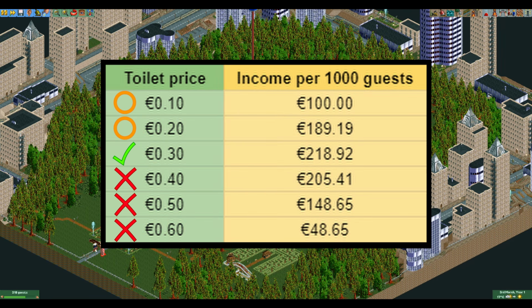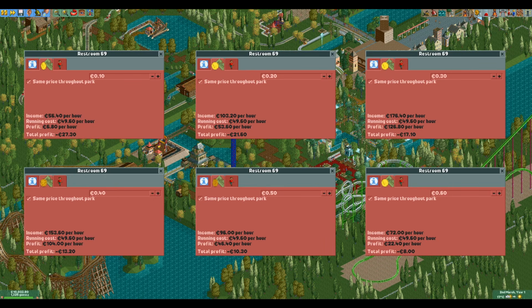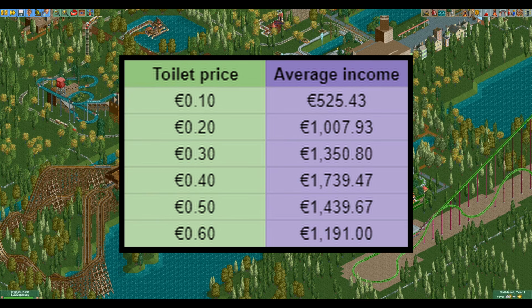Before we conclude that 30 cents is indeed the best price, let's actually test it in a scenario. For this test I let the same Six Flags Holland park run for 2 years and checked how much I had made from toilets after those 2 years. I did this for all 6 possible toilet prices, and to get a larger sample size I did it 3 times per price and then took the average. Here are the results. As you can see, we made the most money when we charged 40 cents.